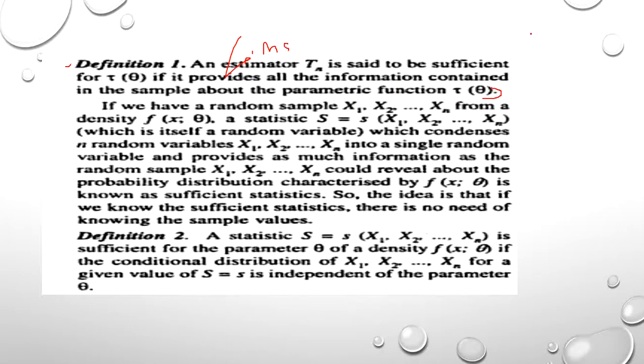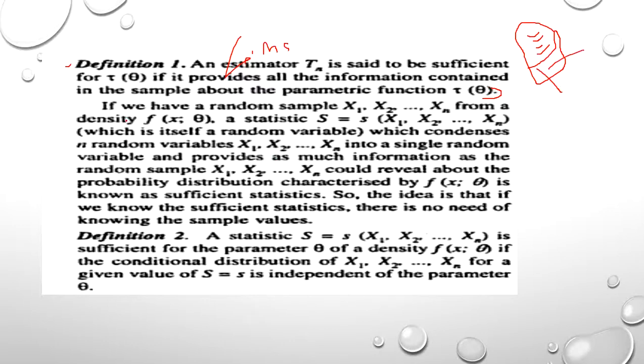If you take any statistic from the population, then you test unbiasedness, consistency, efficiency, and sufficiency is also most important. Sufficiency gives the most useful information from the data set. So sufficiency is most important.